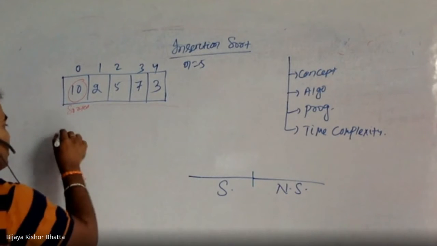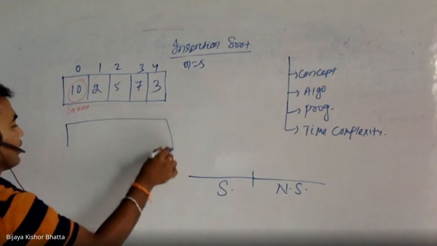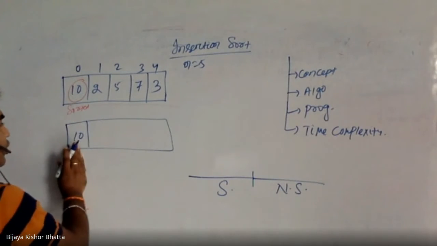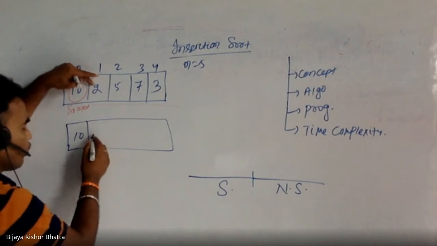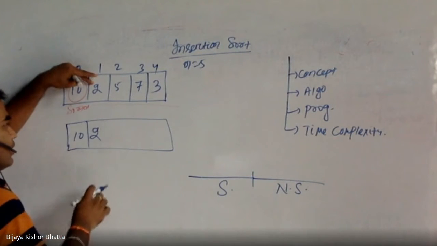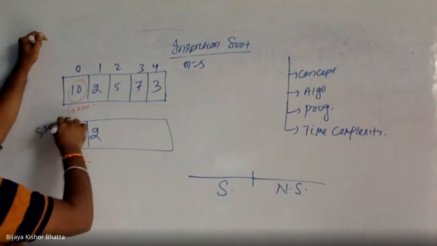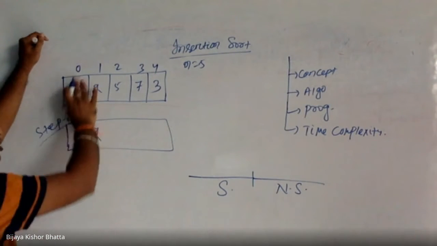Okay, so next step. Suppose 10 is there. 10 was already in sorted form, but now 2 is coming. I am not considering it in step 1. Actually, step 1 is only 10, and this is step 2.